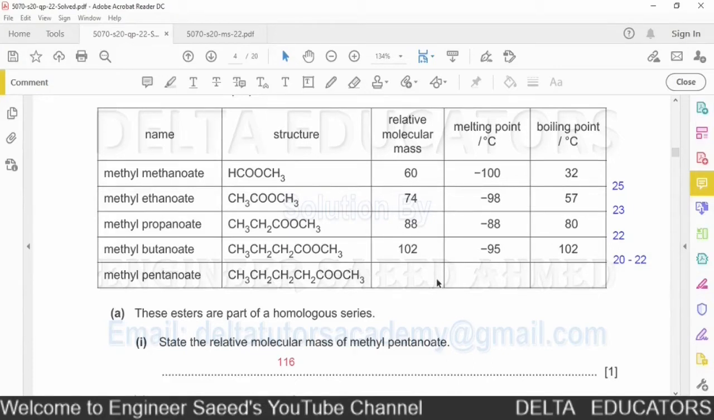So if we have to find out the molecular mass of methyl pentanoate, we just have to add 14 to the molecular mass of methyl butanoate. Means we have to add 14 to 102. When we add 14 to 102, we will get 116. So the molecular mass will be 116.